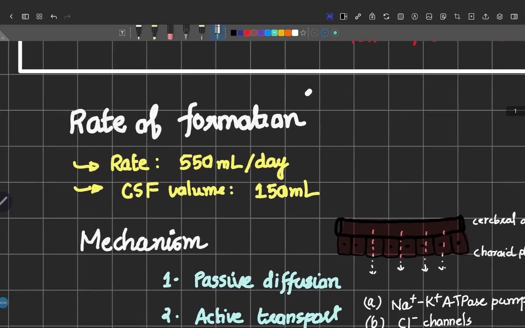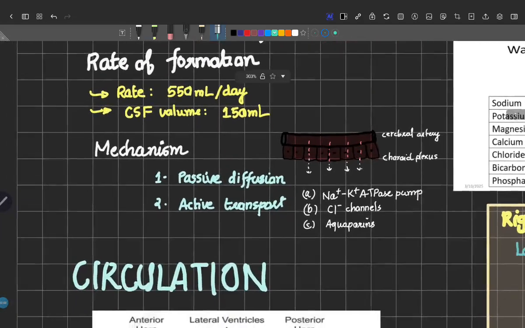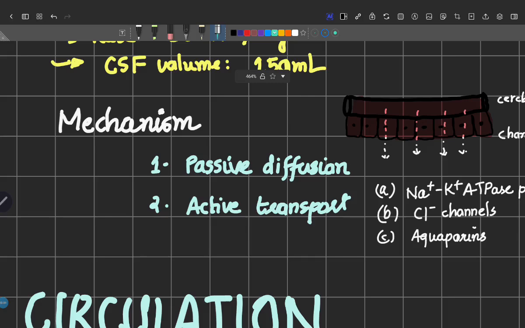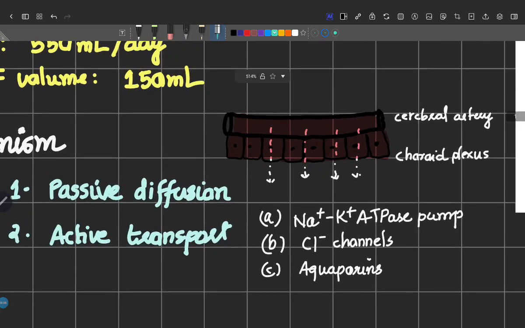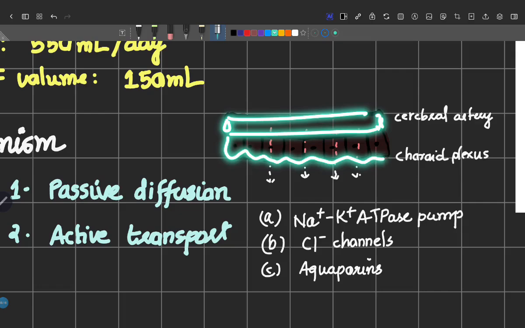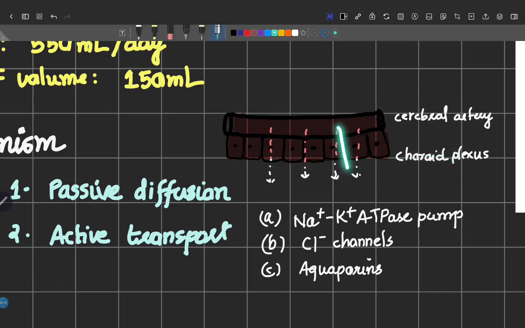Now let's talk about the mechanism of formation. Mechanism can basically be divided into two: passive diffusion and active transport. Passive diffusion is basically passive diffusion of plasma through the choroid plexus. You have the cerebral arteries here. As I said, they produce projections which form the choroid plexus. Basically what happens is that plasma filters through it passively without the use of energy, which is passive diffusion, and forms CSF. Active transport, you don't have to go through the mechanics of it. Just learn that Na+/K+ ATPase, chloride channels and aquaporins are involved in it.